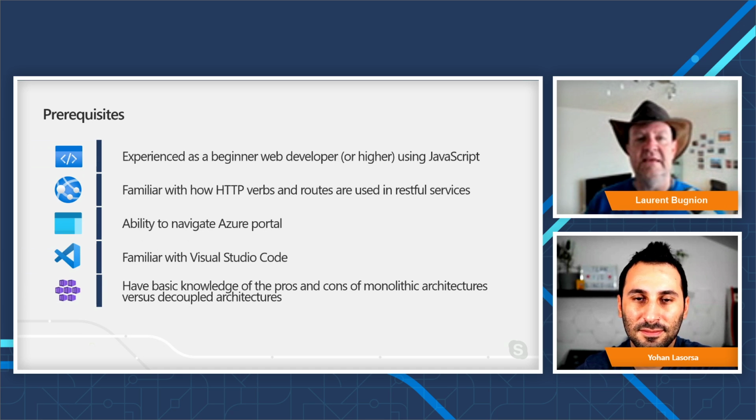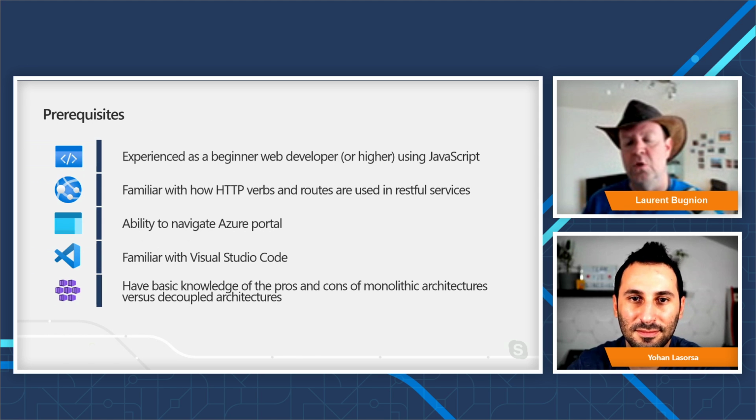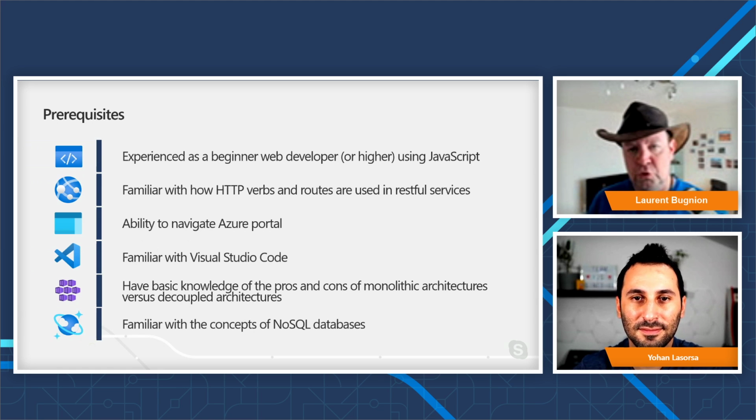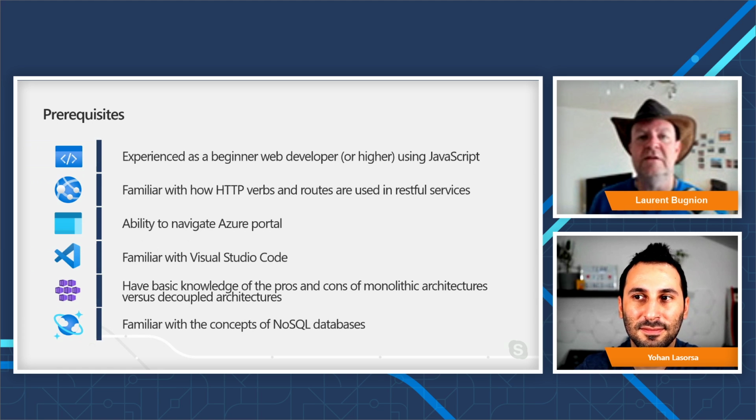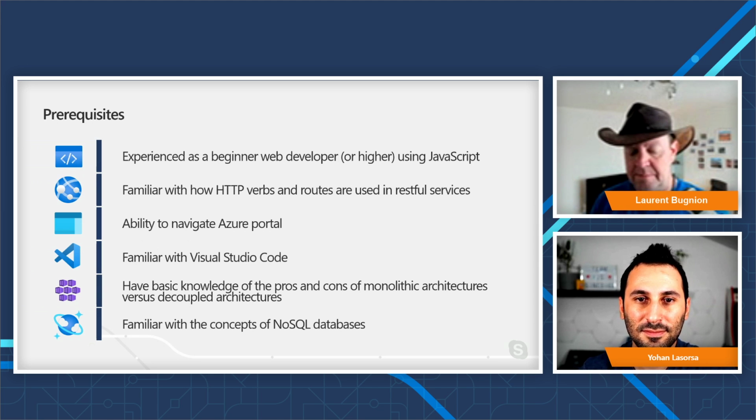And finally, understanding the architecture. I think we already passed that because we have already decided to go with an HTTP API using Azure Functions, but good to know. Understanding NoSQL databases, again, something we'll do next time when we talk about Cosmos DB.